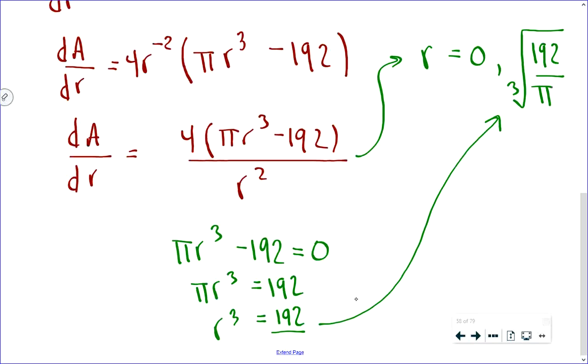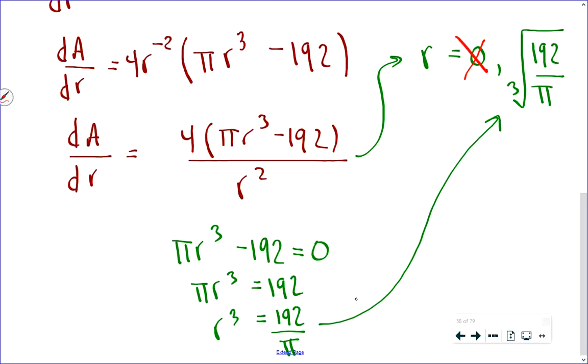Brain is a mysterious thing. I don't know why I wrote the number 2 there, because I'm pretty sure I said pi. But I have to take the cube root of 192 over pi. 0 is a nonsensical answer in terms of radius. In other words, it's not in the domain. The radius has to be greater than 0. So this is the optimal radius. This is the radius of the can that will minimize the amount of material.